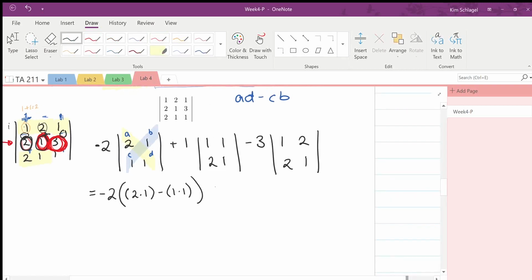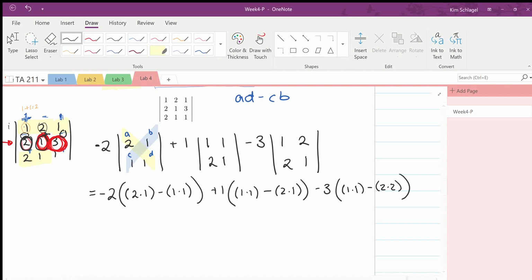So now we're adding our +1, and we're multiplying it by 1 times 1, in one bracket, 1 times 1, and we're minusing 2 times 1. Okay, and same with the last one here. We have our -3 out there, and we're going 1 times 1, and we're minusing 2 times 2.